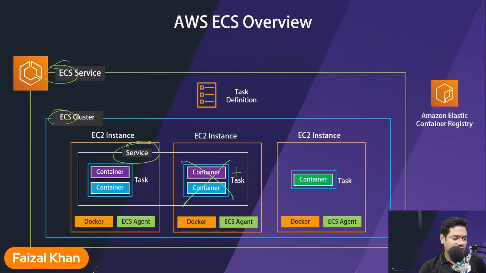Okay, so these are the points you need to remember: the ECS cluster, which is your EC2 instances. And then you have your task definition, where you define what containers you need to launch and how many copies of it you need, which will be launched as a service so that ECS can monitor it and ensure that it is up and running all the time.